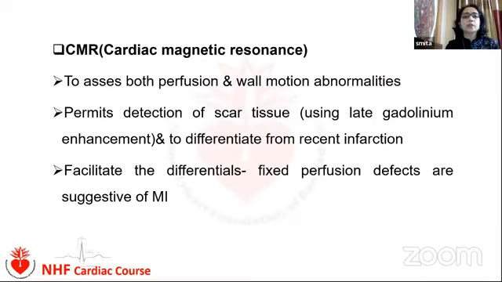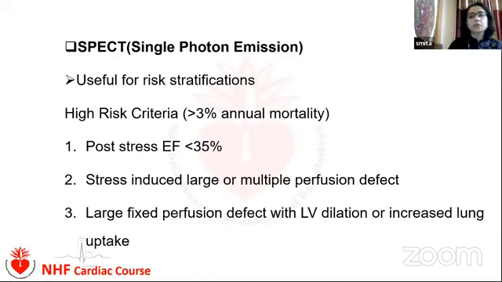Cardiac magnetic resonance can be done in patients to assess both perfusion and wall motion abnormalities, and it permits the detection of scar tissue and differentiation from recent infarction. It also helps to facilitate the differentials, as patients with MI have a fixed perfusion defect. Single photon emission is usually useful for risk stratification, and a patient having a post-stress ejection fraction of less than 35 percent or stress-induced large multiple perfusion defects is usually categorized as high risk.